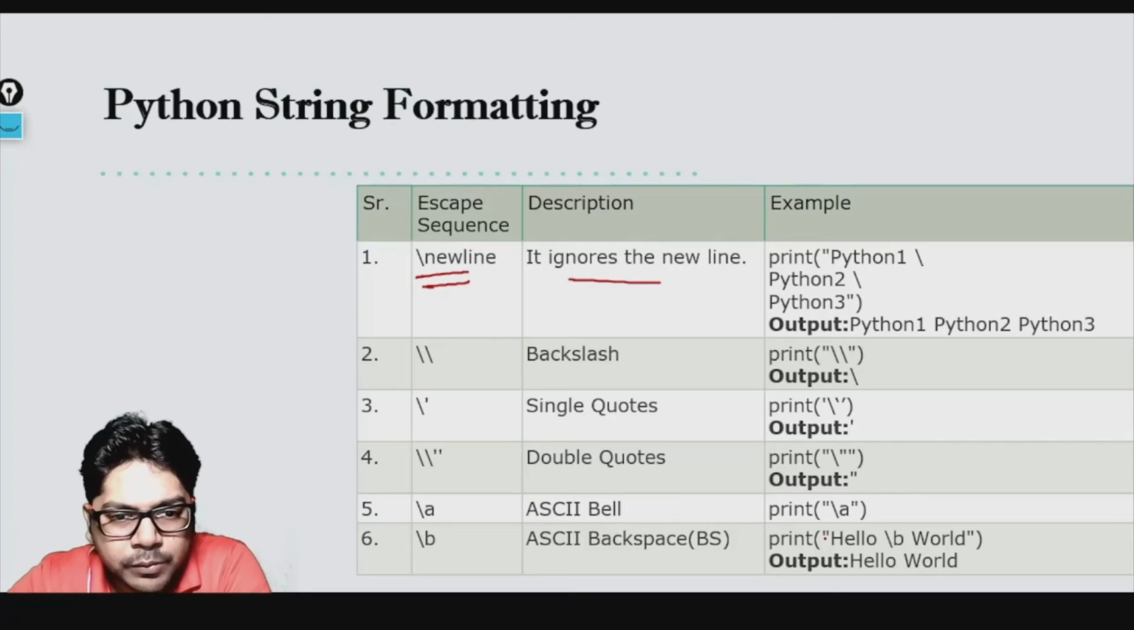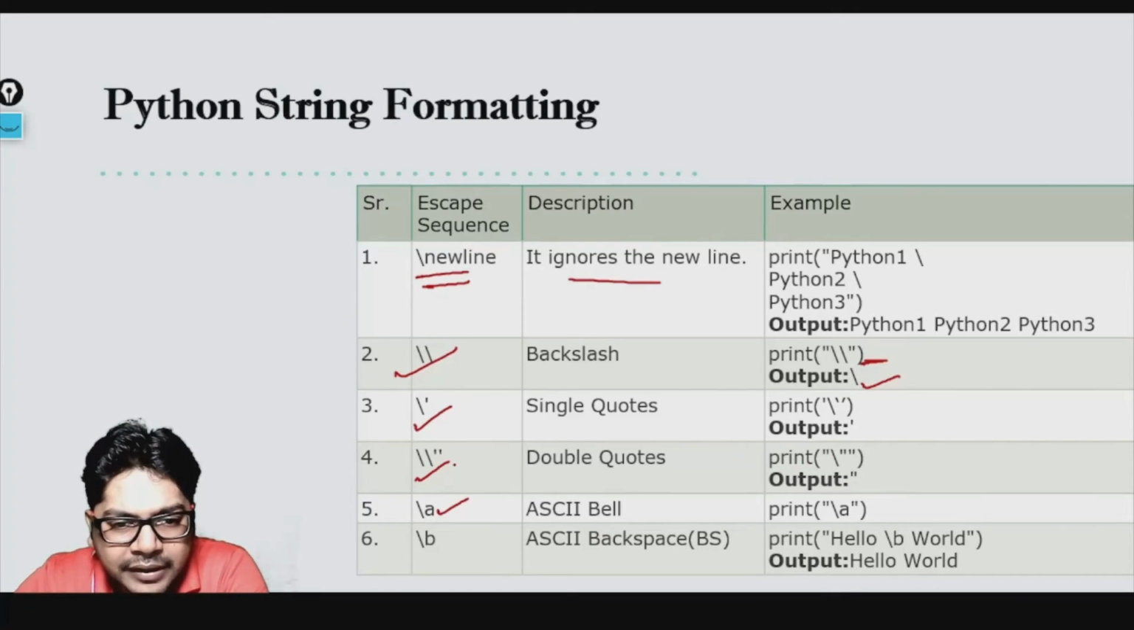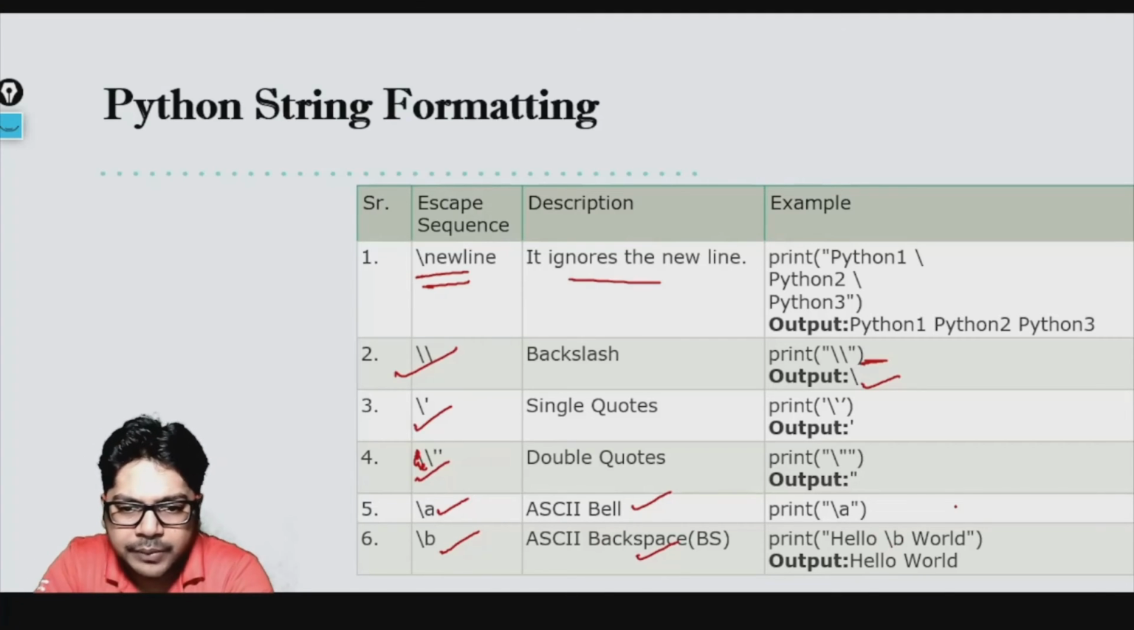This is what I wanted to convey. Then two backslashes, so it ignores the backslash, right? If you write it like this, you will get one backslash as the output. Backslash and single quote escapes the single quote. And then backslash and double quote escapes the double quote, right? Then backslash a gives the ASCII bell. Backslash b gives the backspace, right? It removes one space.